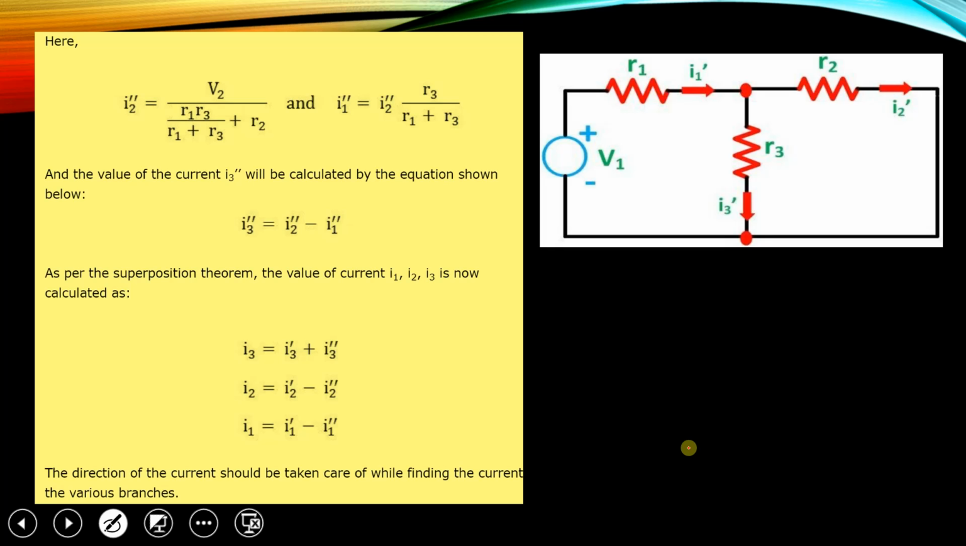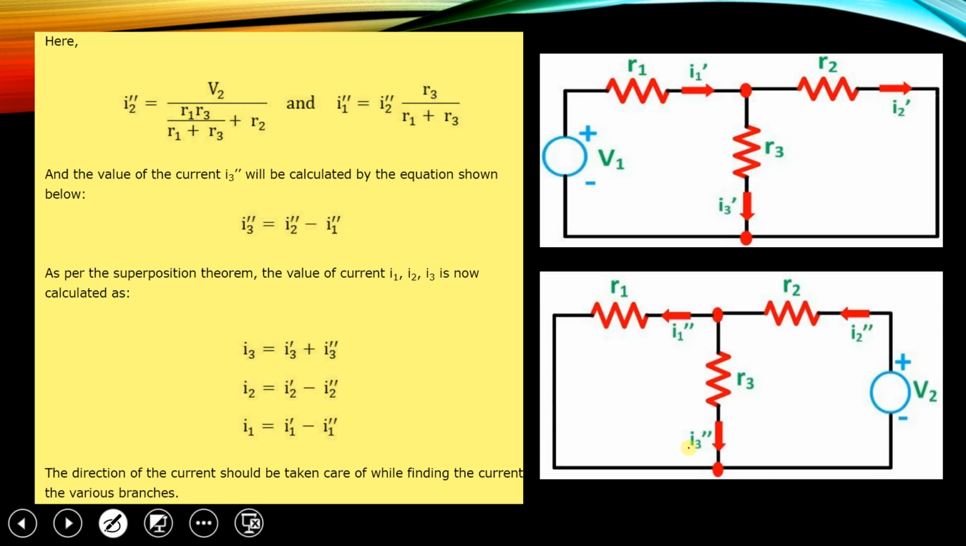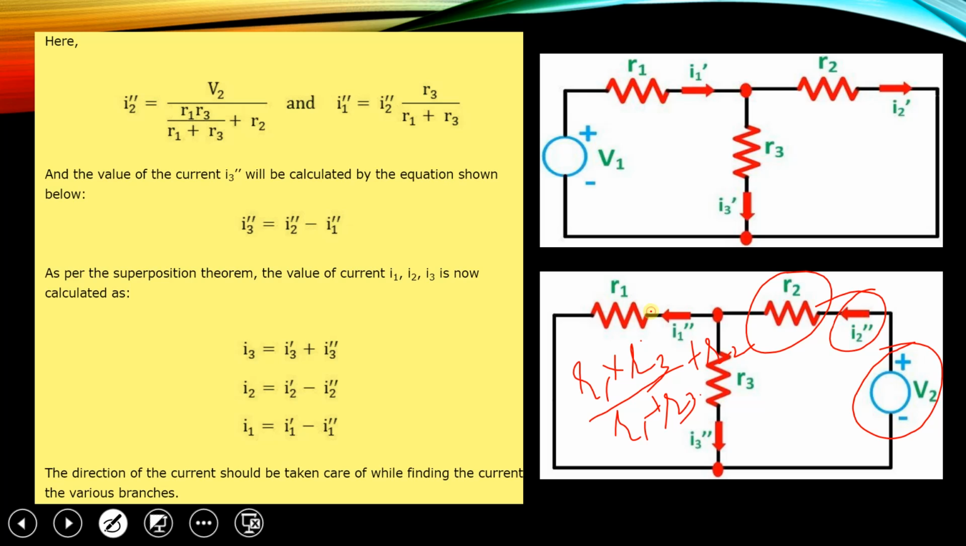I2 double dash is given by the applied voltage V2 upon the total resistance. These two are in parallel, so R1 into R3 upon R1 plus R3, plus R2, since R2 is in series with this combination. So I2 double dash is given by V2 upon the total resistance.